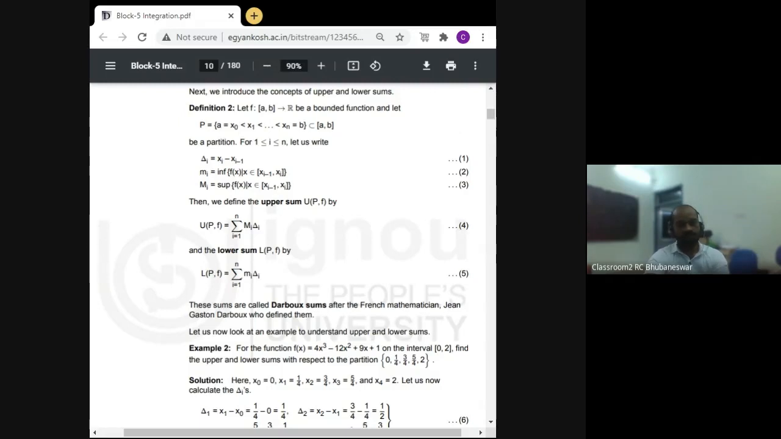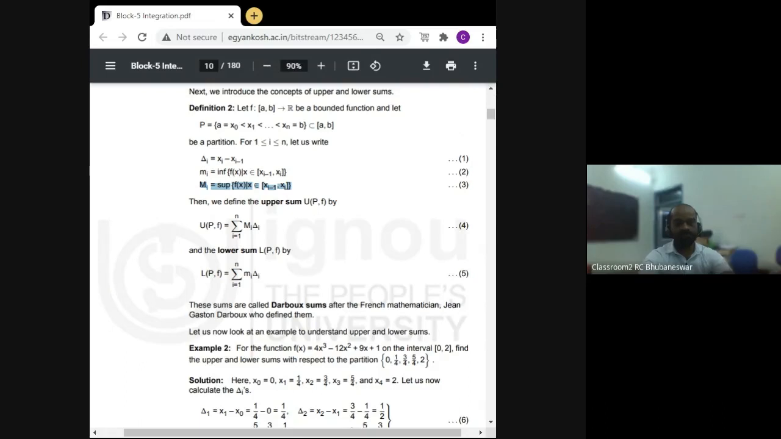Now look at delta i. Delta i is the length of each subinterval, that is, xi minus xi-1. Small mi is the infimum of the function in the interval xi-1 to xi. Similarly, we define capital Mi as the supremum of the function in the interval xi-1 to xi. Now let us define with the help of these notations.